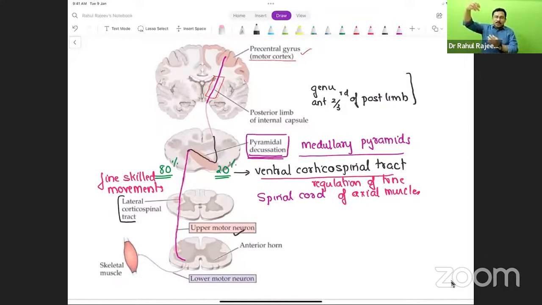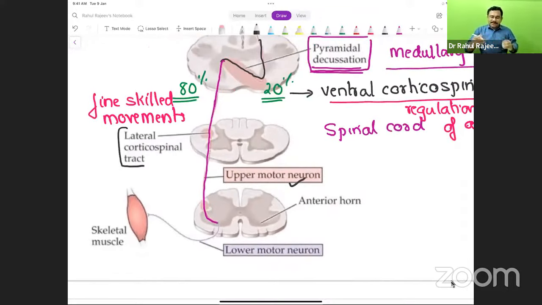So from the motor cortex, the descending pathway that reaches till the level of the lower motor neuron in the spinal cord, you will call it upper motor neuron. And after that, there is a synapse there. At the end of a synapse, you will have another efferent coming. So this fiber that comes out is known as the lower motor neuron. I will come to some more details about lower motor neuron.